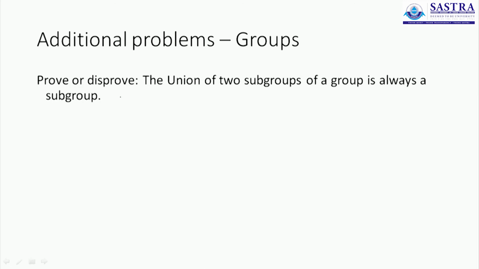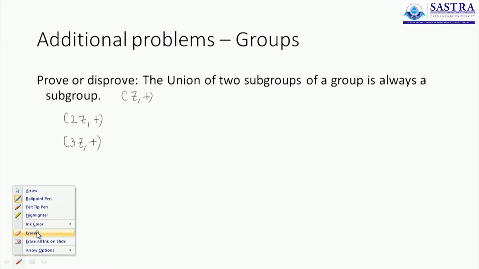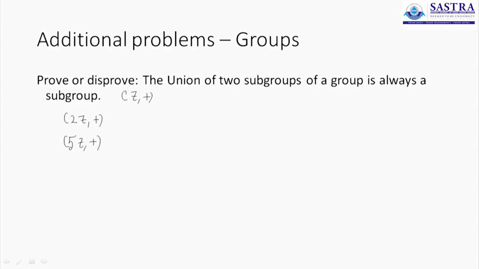Let's consider Z plus. Let's take two subgroups of Z plus, one being 2Z plus and one being 3Z plus. Or even, let's take the same example we considered the previous time. What if I take 5Z plus? Any two subgroups. This is only an example. I want you to be familiar with the idea. I'll show the answer in the next slide. Let's take 2Z plus and 5Z plus.